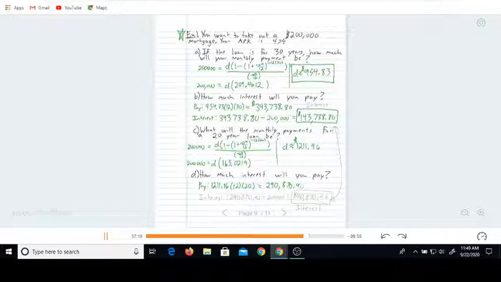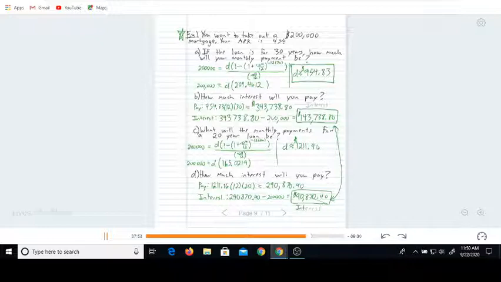So here, how much interest are you going to pay for the 20-year loan? Well, you're still getting a $200,000 home, but now you're paying $290,000 for it instead of $343,000 for it. So that's going to come out to $90,870.40. So go ahead and compare those two numbers.